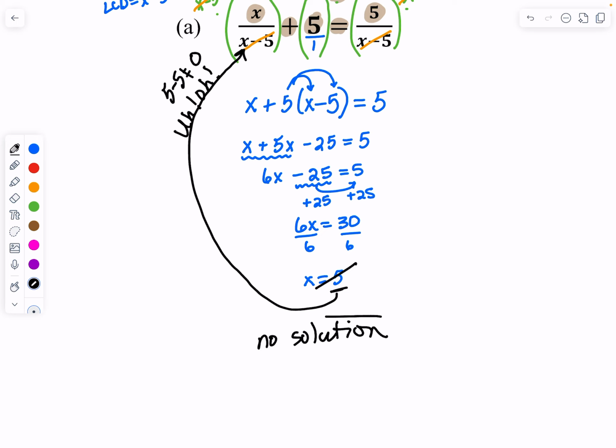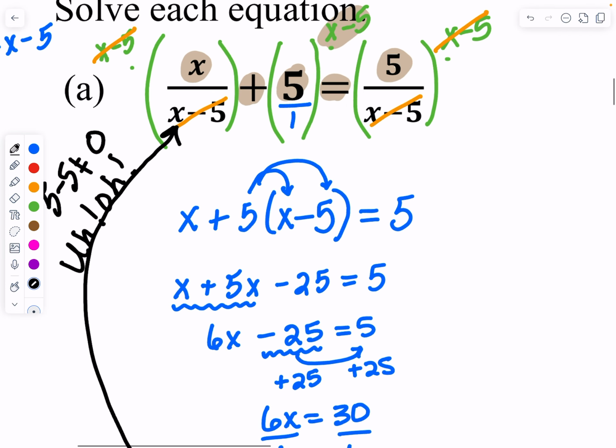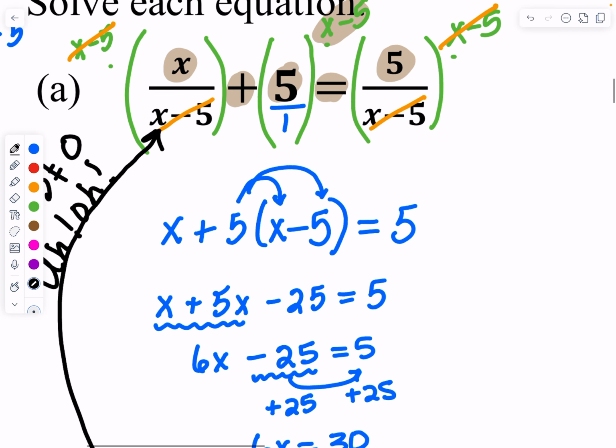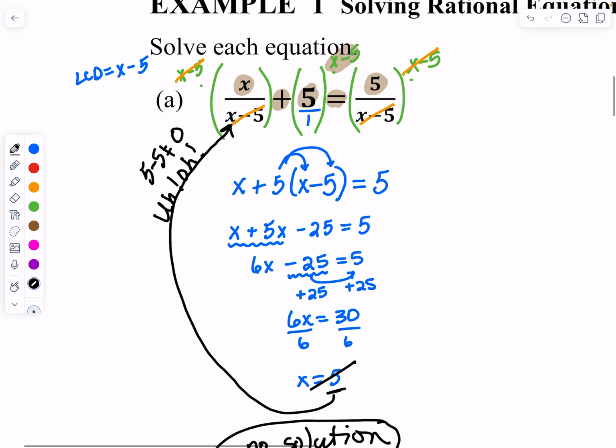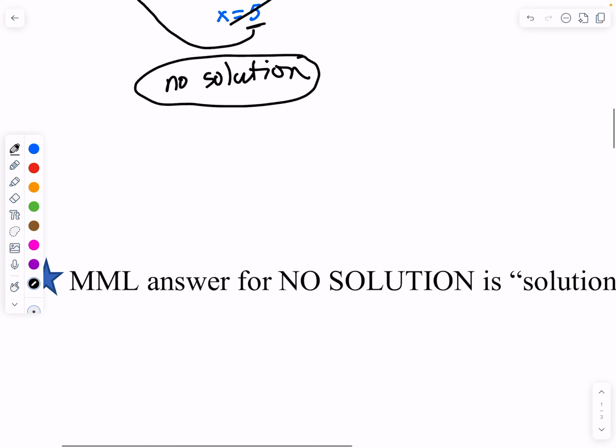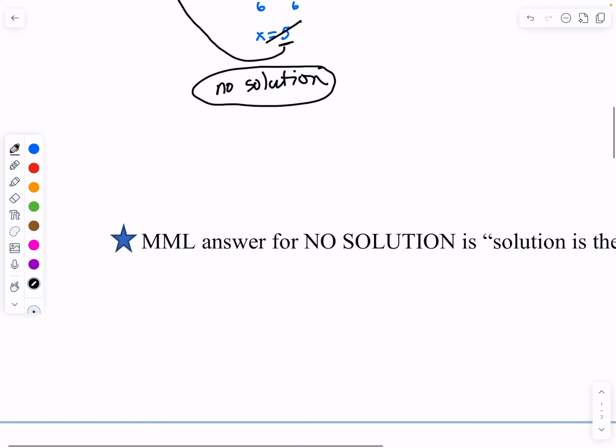There isn't a solution. Students get frustrated when they do all this work and they're like, I didn't even get an answer. But you actually did. You got an answer that said nothing, no number that you can think of is ever going to work. So that's pretty good.